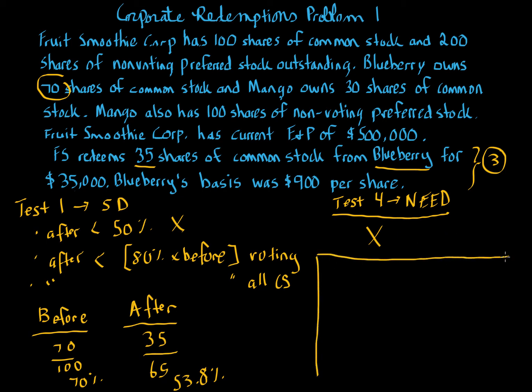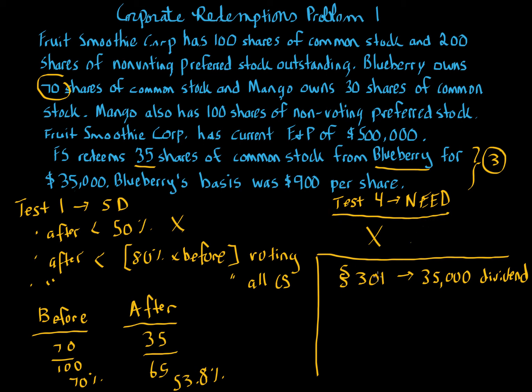So what does that mean? It's going to be a Section 301 distribution. Because we have ample earnings and profits, all $35,000 is going to be a $35,000 dividend to Blueberry. That's going to reduce E&P if there's no other transactions. $500,000 E&P minus $35,000 dividend is going to be $465,000 E&P rolled over to next year.